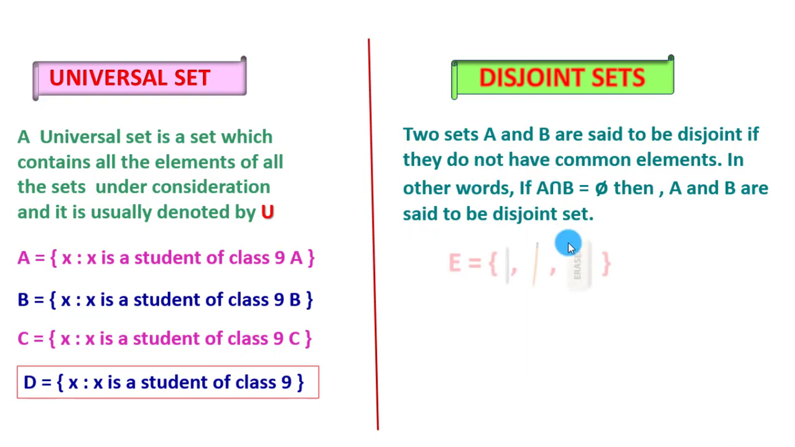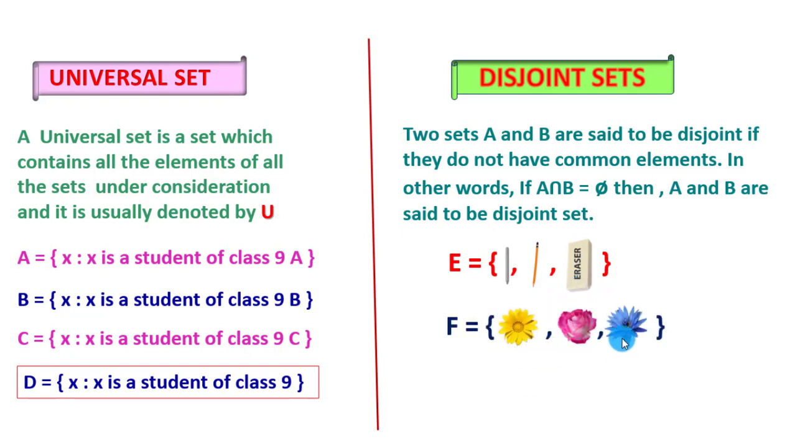That is a disjoint set. Let us see the set E containing the elements pen, pencil and eraser. Let F be the set containing the element flowers. Do we have any common element here? No. So E and F have nothing in common. That is, the sets E and F are disjoint sets.